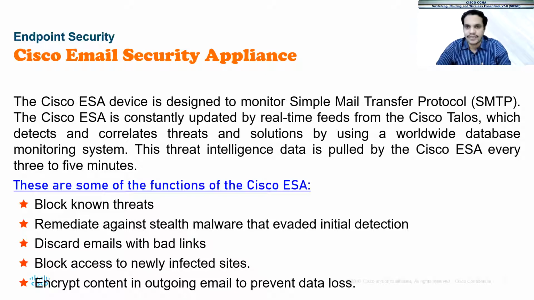What are the basic functions of a Cisco ESA? It can block known threats. It can remediate against stealth malware that evaded initial detection. It can discard emails with bad links. It can also block access to newly infected sites, and encrypt content in outgoing email to prevent data loss.